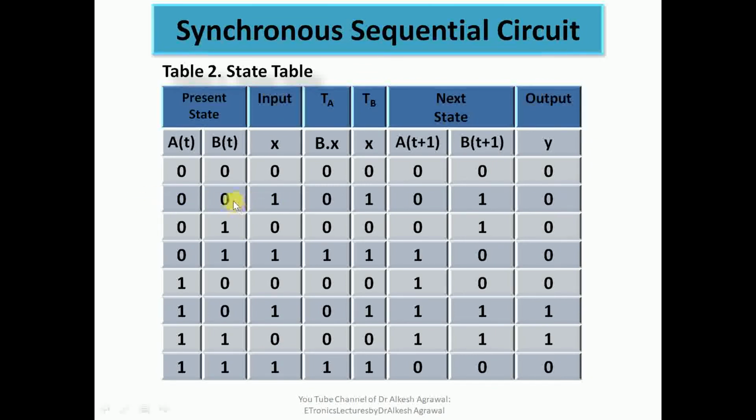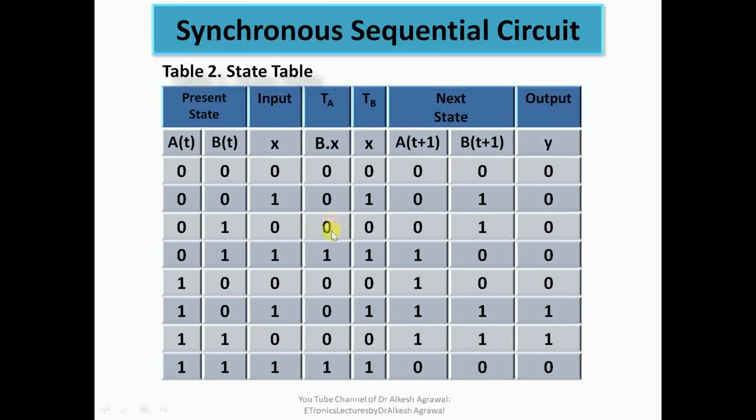So let us see the second row. Here B(t) is 0 and X is 1, so the AND value is 0 and TB is 1. Since TA is 0, A(t) is 0 and A(t+1) is 0, so there is no change in the state of A. Since TB is 1, there is a change in the state of B from 0 to 1. If we see the third row, we have B is 1, X is 0.